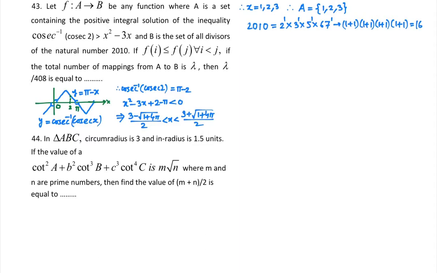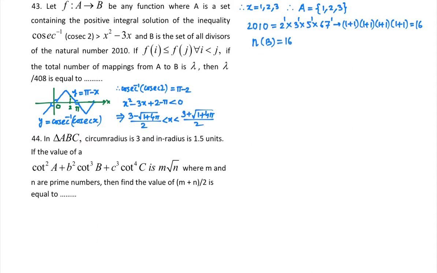So in the set B, the number of elements is 16, the total number of divisors of the number 2010. This is one part of this question, finding A and B is the first part. Also, you have to use so many concepts there. Now, in the next part, Fi less than or equal to Fj. In the domain we have 1, 2 and 3. In the codomain we have 16 elements. Elements can be written, but that is not important here.